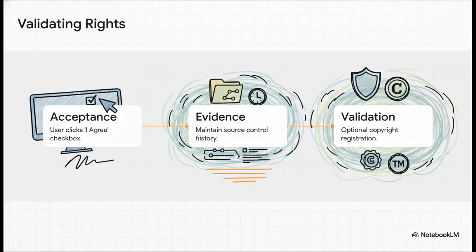Step 1 is rock-solid user acceptance, so making sure they actively click that I agree checkbox at sign-up. Step 2 is your internal evidence. We're talking about your Git commit history, your development records, and those timestamps that definitively prove you built it first. And finally, Step 3 is optional formal validation, like official copyright or trademark registration. You don't absolutely need it, but it definitely gives you much sharper teeth if you ever end up in court.